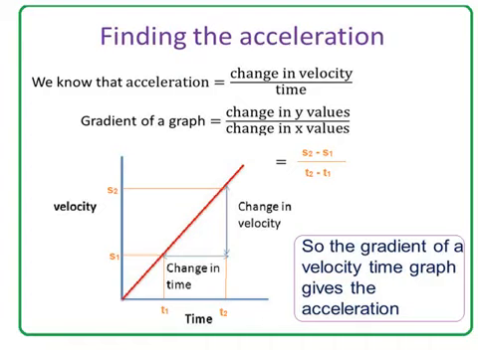So a model graph is being given for a body which travels with constant acceleration. We have to fix any 2 points on the graph, A and B, and take the coordinates T1, S1, and T2, S2, and the slope is given by S2 minus S1 divided by T2 minus T1. So the gradient of a velocity time graph gives the acceleration.